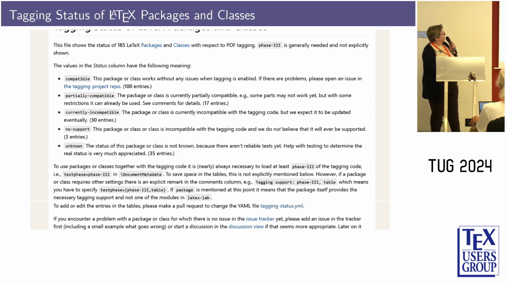At the start is a bit of explanation of how the table is set up. There's a status. We say compatible: it probably works, or we think it works. Partially compatible means some functions probably do not work. Incompatible, there are real errors or real problems. No support are packages that we don't think will ever be compatible with tagging. And unknown is we have no idea.